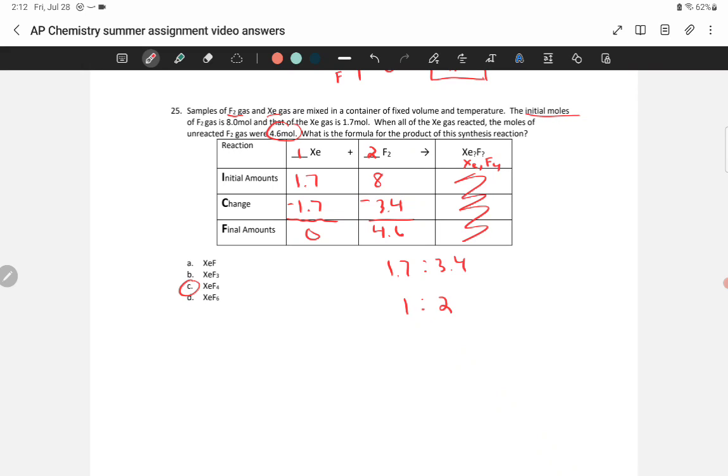And I think we're going to conclude there for those questions. I'm going to do part 2 for the net ionics.